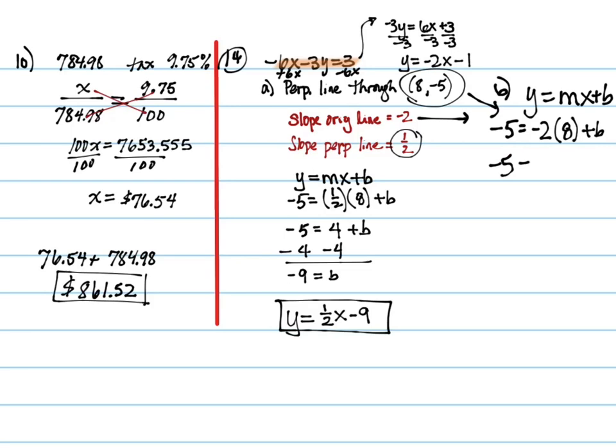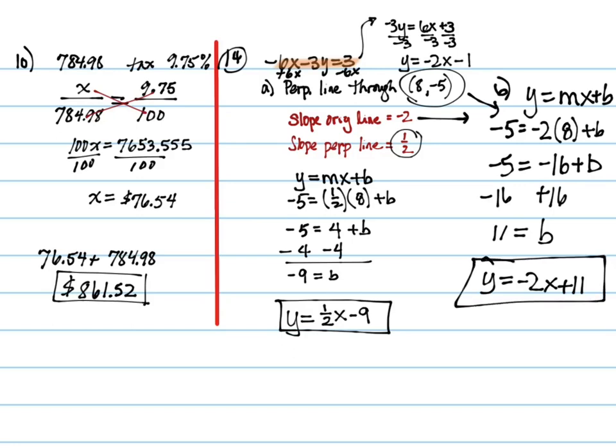All right, so I have negative 5. Negative 2 times 8 would be negative 16. And if I add 16 to negative 5, what do I get? Yeah, 11. So my equation for this one is y equals the same m value, negative 2, and then plus 11. Any questions on that? All right. How about 15?